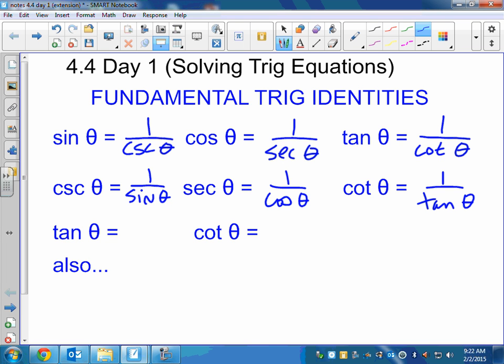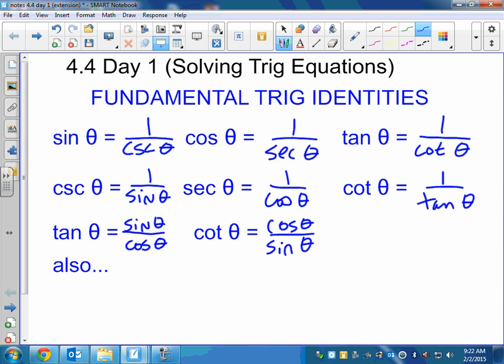Also, we can write tangent and cotangent another way. What's the ratio for tangent in the unit circle? Tangent is y over x, and since y is sine and cosine is x, we can say that tangent is the same ratio as taking the sine over the cosine. Which means that cotangent, you just flip it over. Cotangent is x over y, which would be the same as saying cosine over sine.